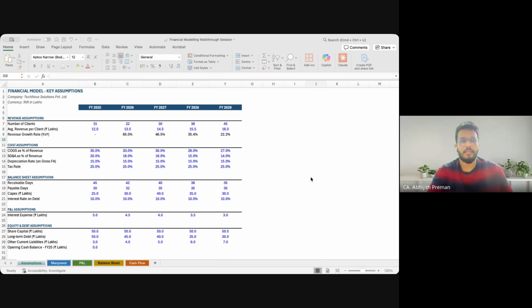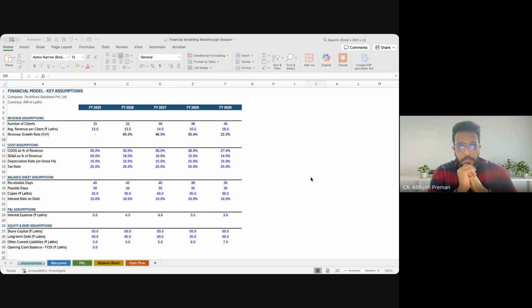So basically, like I've told in the previous session, I've just created 5 sheets in this financial model. It's a very simple thing. Firstly, we have the revenue and the major cost assumptions. Then something for the manpower. Then a P&L, balance sheet, and cash flow.